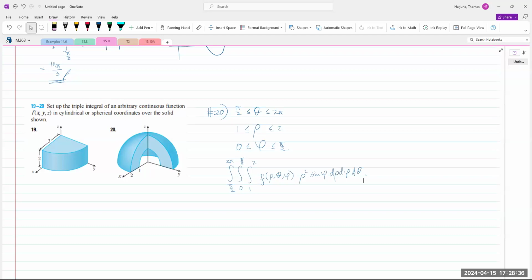Let's see more. Use spherical coordinates to integrate this.